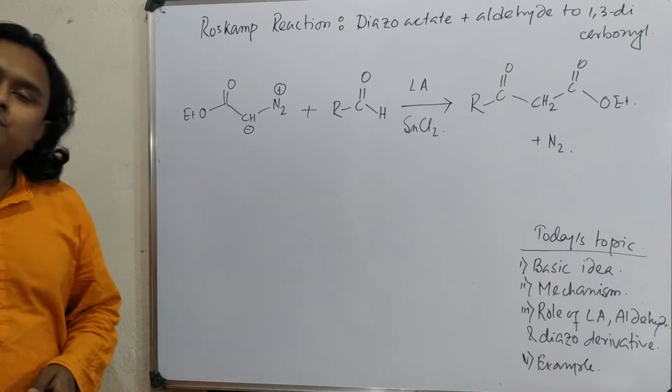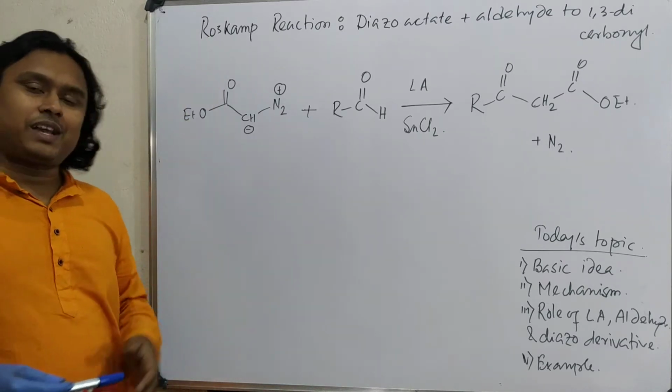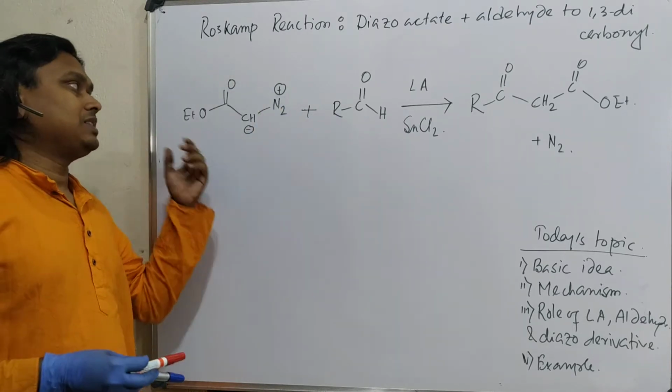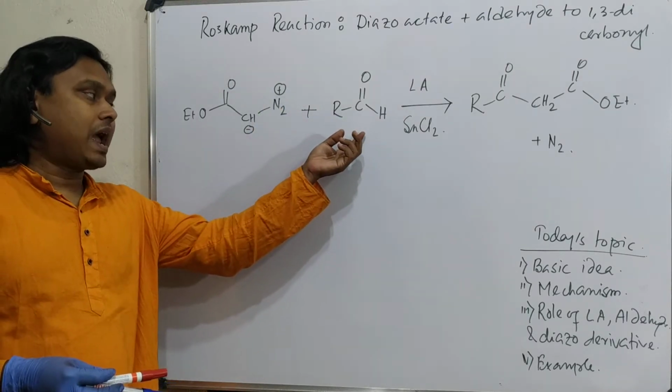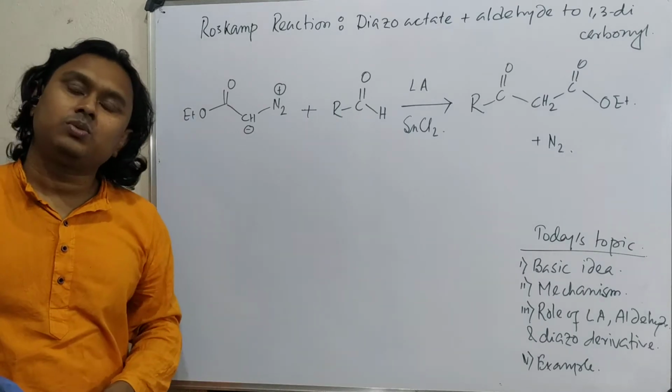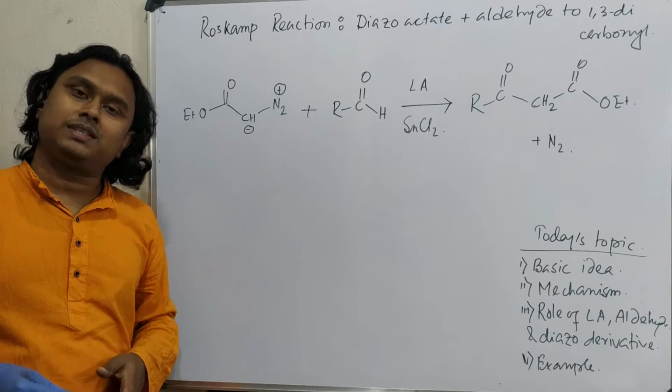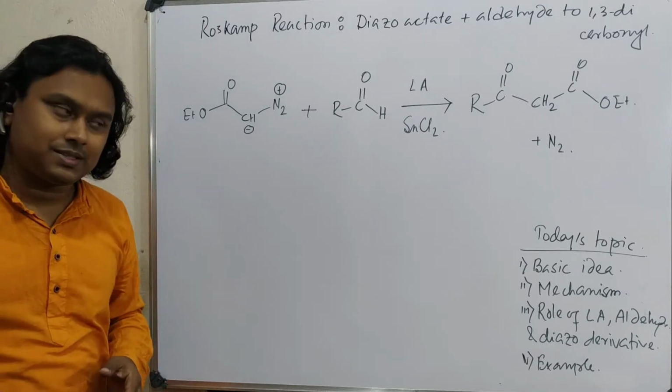So today we are going to discuss the Roskamp reaction. This is a reaction between the diazoacetate and an aldehyde, which will ultimately result in a 1,3-dicarbonyl compound. More specifically, say an ester, a 1,3-dicarbonyl ester derivative. Okay, a beta ketoester you may consider.